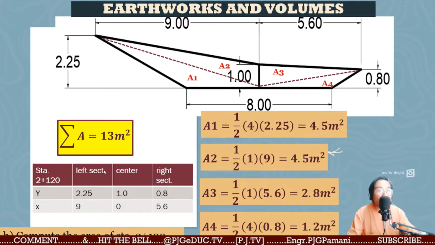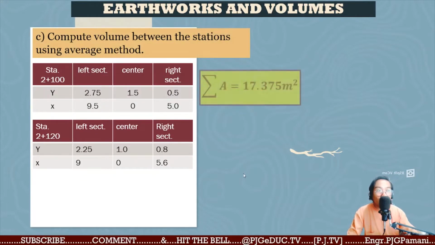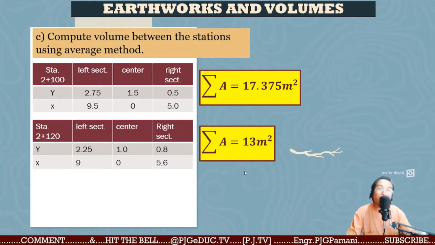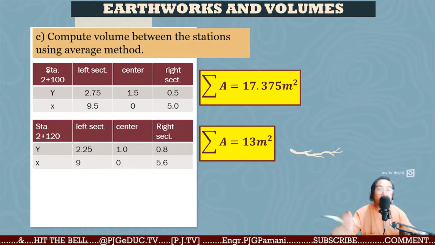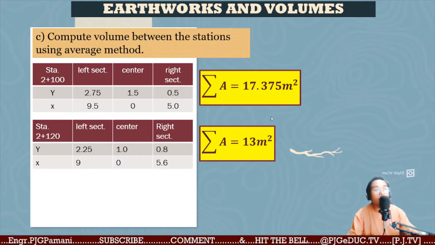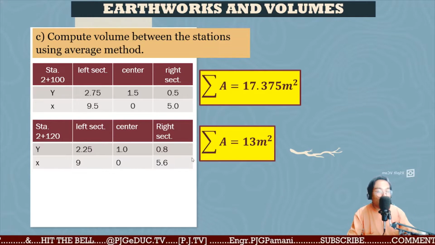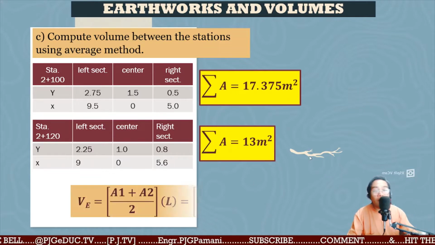Yes, sir. Okay. So if the area at station 2+100 and at station 2+120 are okay, you can immediately solve for the volume to be excavated, either to be excavated or to embank. It wasn't specified in the problem. So it could either be for excavation or for embankment. So here are our areas for station 2+100 and station 2+120. How are we going to do that?